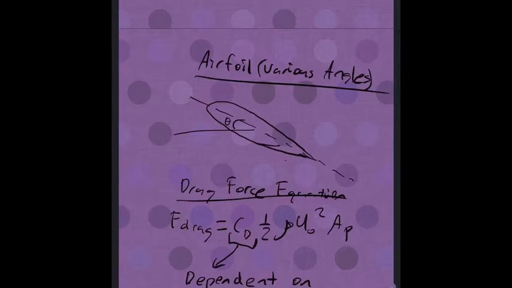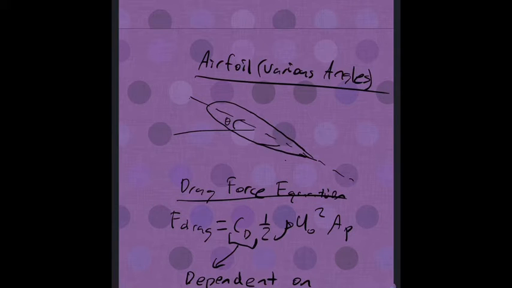Finally, we're going to look at the airfoil. An airfoil is basically like a plane wing. And we're going to see how the angle of the plane wing creates the force that allows a plane to fly. And we're going to see when this angle becomes too great.